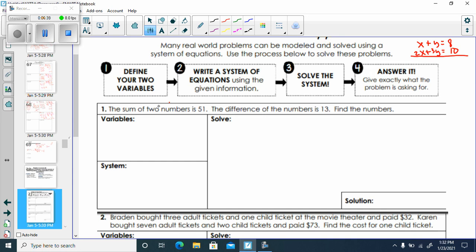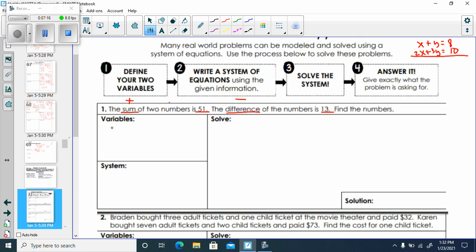The sum of two numbers is 51. The difference of the numbers is 13. Find the numbers. See how we've underlined what's important in our word problem when we're reading it? What does the term sum mean? Sum means to add. What does the term difference mean? The term difference means to subtract. So we're going to have one equation where we add two numbers and one equation where we subtract two numbers.